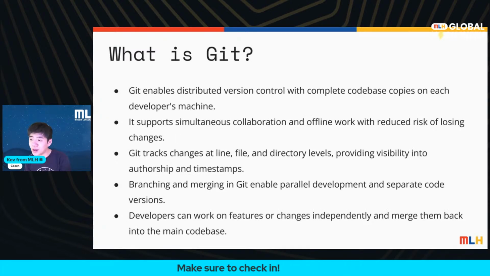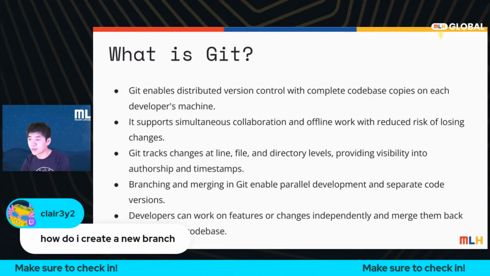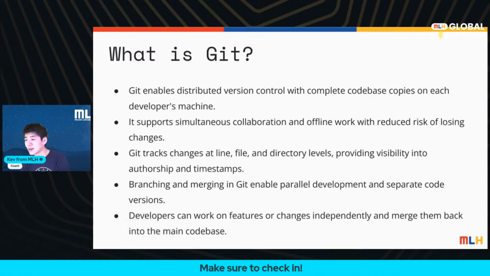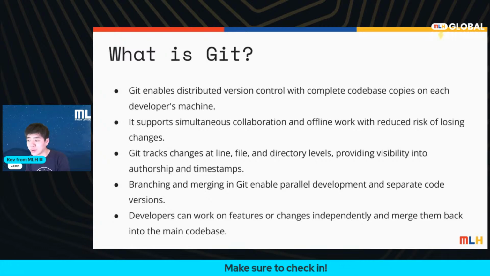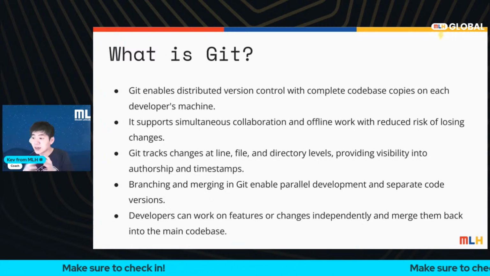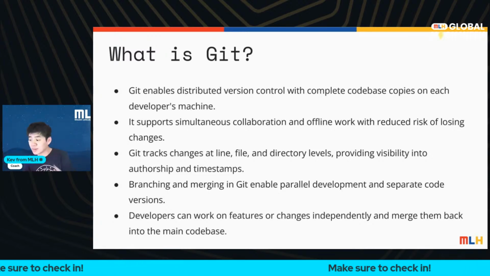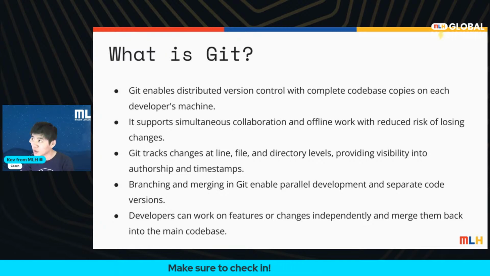But really quick, what is Git? We'll go over that when we go over Git commands, as well as how you would do all this in GitHub itself. So what is Git? Git is a distributed version control system that will allow you to make copies of complete code bases onto different development machines. It's a way to make sure that you can allow multiple people to work on a code base at once, as well as allow offline work.